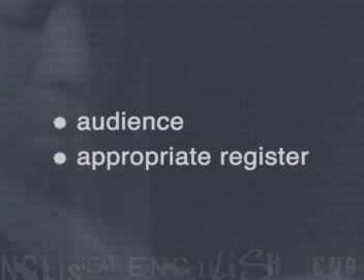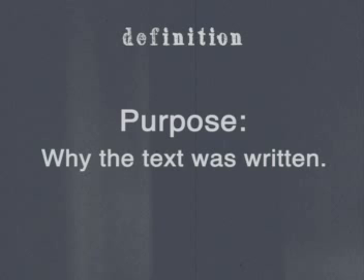This means that in your interaction with people, you need to be aware of two things which we discussed in Lesson 2, namely audience and appropriate register. You also need to be aware of the purpose of your interaction. Remember, purpose can be defined as why the text is written.